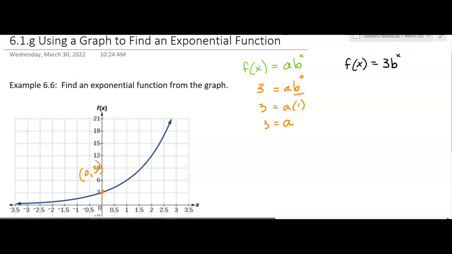We still have to figure out what b is, so we're going to need another ordered pair. So I think the easiest one to pull off is probably this one right here. That really goes through that point. And so we have x being 2 and the output being 12. So we'll put in 2 for x and 12 for f of x.